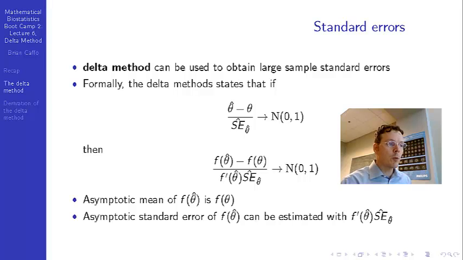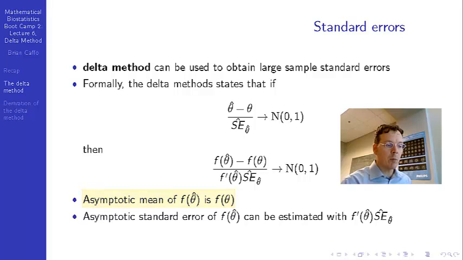So here's formally what the delta method states. It says that if you have an estimator, theta hat, and its estimand, theta, divided by the estimated standard error, if that tends to a normal 0, 1 in distribution, then take a sufficiently smooth function f of theta hat, minus f of theta over f prime of theta hat times this standard error again, also converges to a normal 0, 1. So in a sense, what this is saying is sort of the asymptotic mean of f of theta hat is still f of theta.